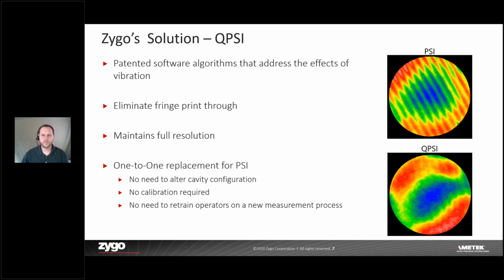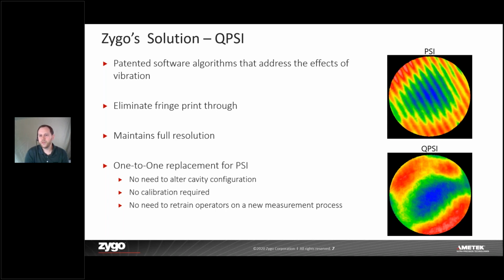Obviously, it will eliminate that ripple or fringe print through in your data. And to the right here, you can actually see two measurements, the one above taken with the PSI measurement mode, and the one right below that, a Q PSI measurement. And this is two measurements of the same exact test part, one taken right after the other. The only difference here is that I switched the mode from PSI to Q PSI.